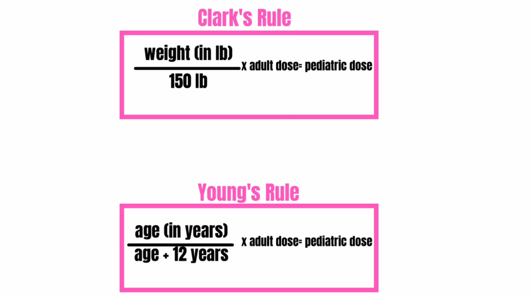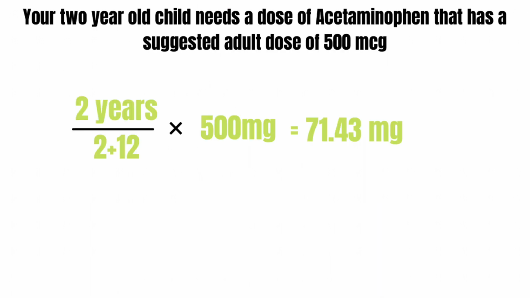Now let's talk about Clark's rule and Young's rule. Young's rule is based on the suggested dose and a child's age in years, and Clark's rule is based on the child's weight. These are the 2 formulas you will use for it. Y'all just remember these 2 formulas, because basically all you're doing is plugging in either the age or the patient's weight. Let's go over an example.